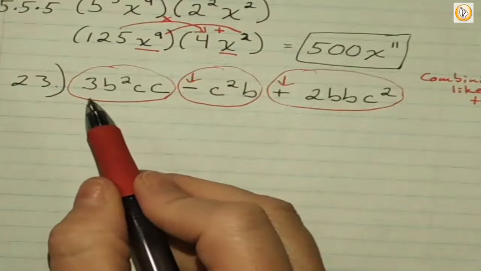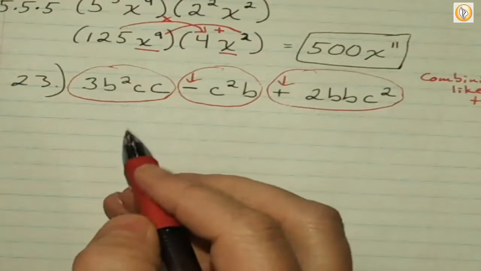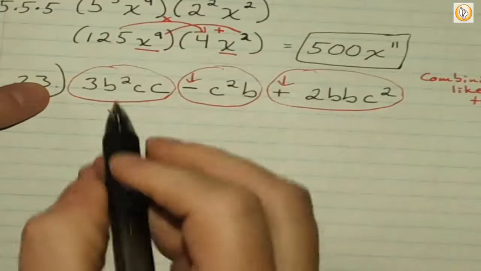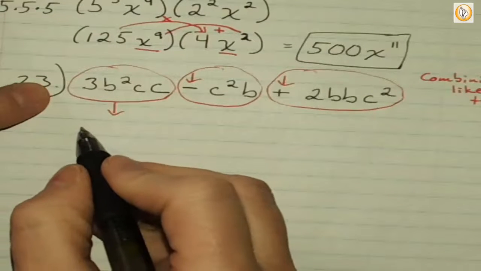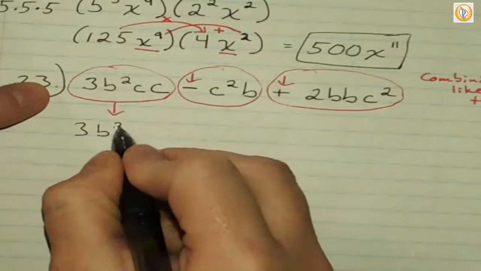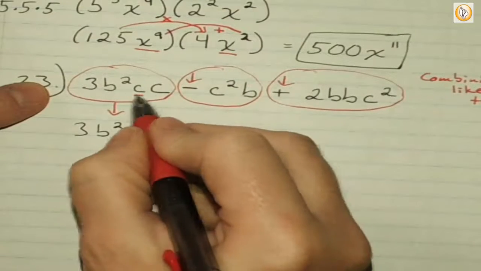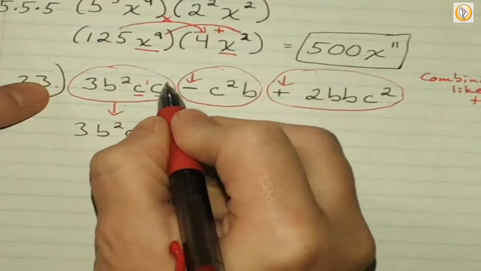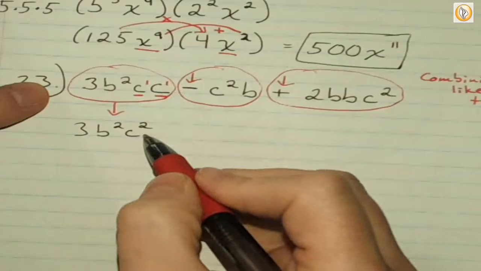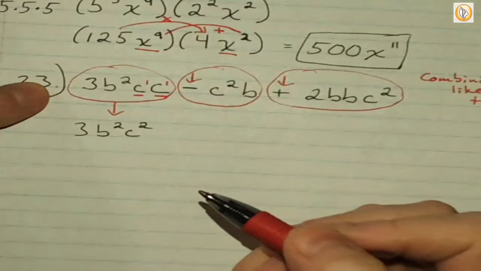So the first thing we're going to do is combine what we can in this group. So Taylor, what will this group look like if we combine it correctly? 3 times b squared times c squared. Okay, I want y'all to look. See these two c's? They're being multiplied and the bases are the same, so we're adding the exponents, which he just did. Do y'all see that?